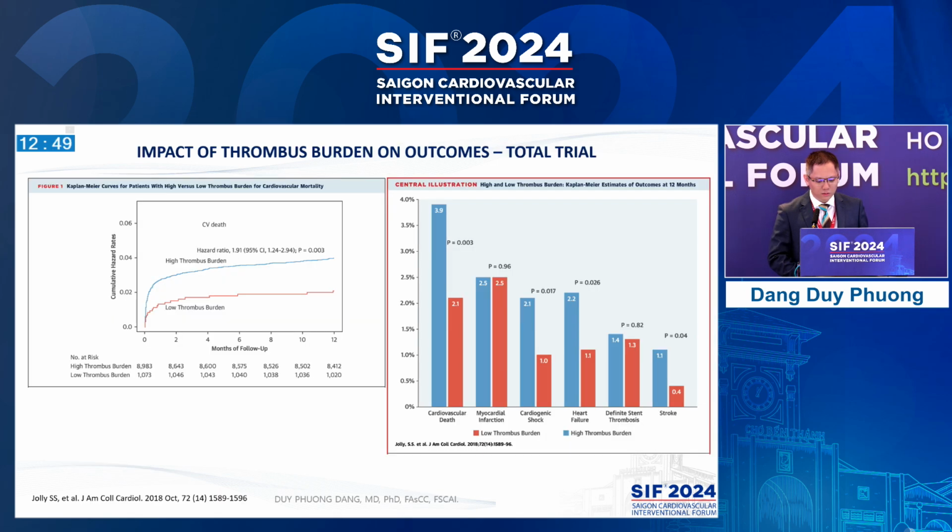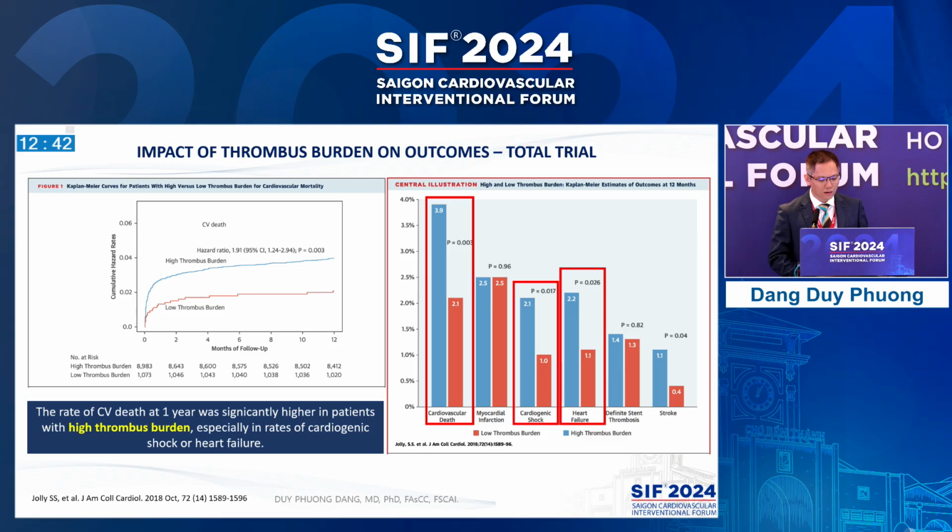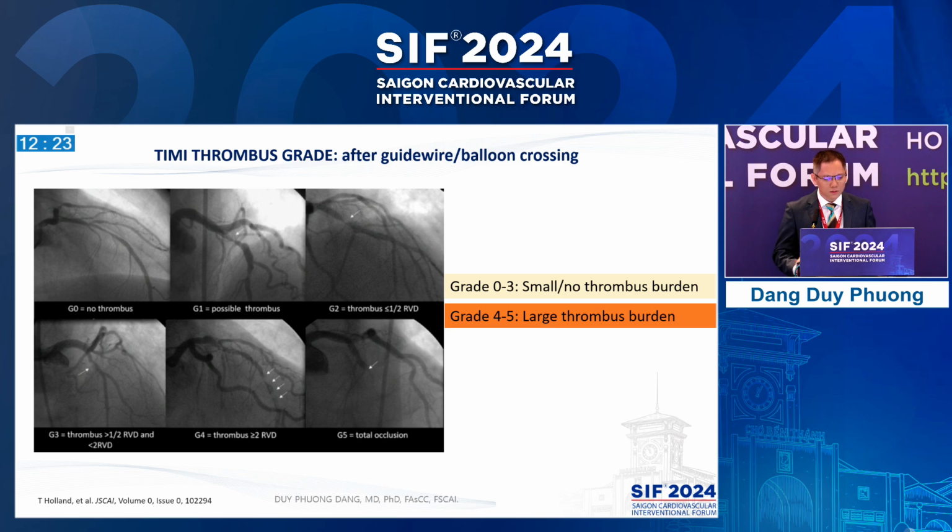In the trial, a large thrombus burden led to worse outcomes, and patients with the higher thrombus burden had higher one-year death, especially with heart failure or cardiogenic shock. This implies the need for careful thrombus management. And the TIMI thrombus grade we see after the guide wire or the balloon crossing, grades 4 or 5 is a large thrombus burden.